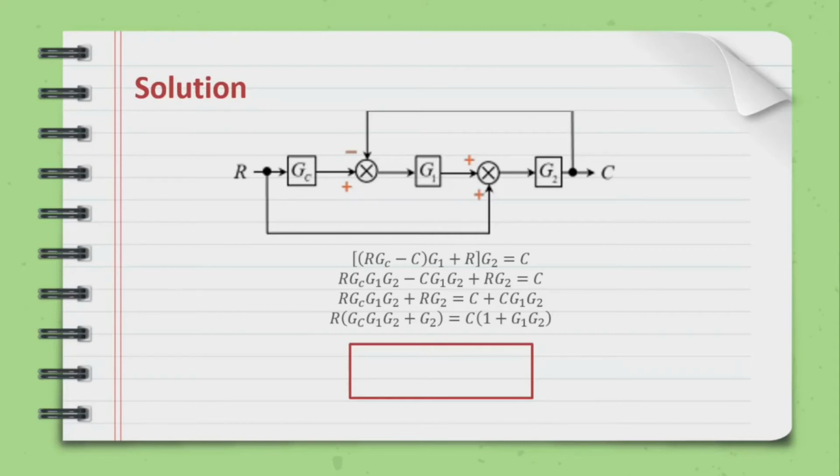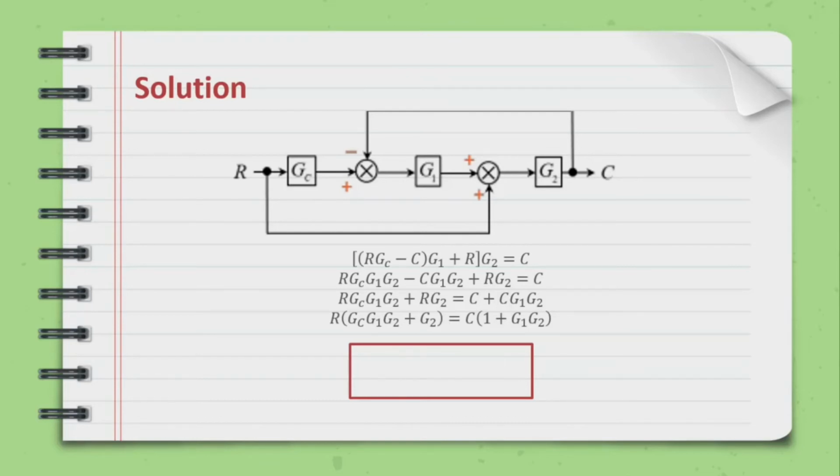Following the path, we have G1. And in this second junction, we have positive R, times all of that to G2, and it will be equal to C. So we have (RGC minus C) times G1 plus R times G2 is equal to C. Distributing, we have RGC G1 G2 minus C G1 G2 plus RG2 is equal to C.